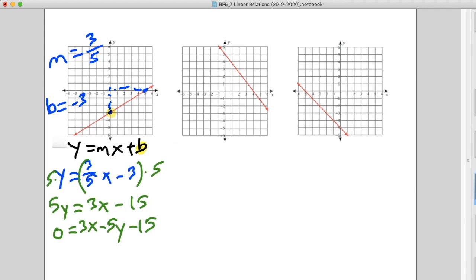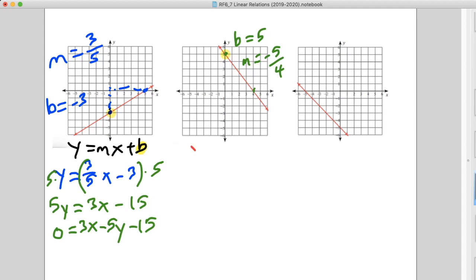Example number 2 on this page, and maybe I'll identify my y-intercept first. My y-intercept gives me a b value of positive 5. For our slope, we can use that as a lattice point, and we can use that as a lattice point as well. We know that our slope is going to be a negative 5 over 4, because we are moving 5 down and 4 to the right.